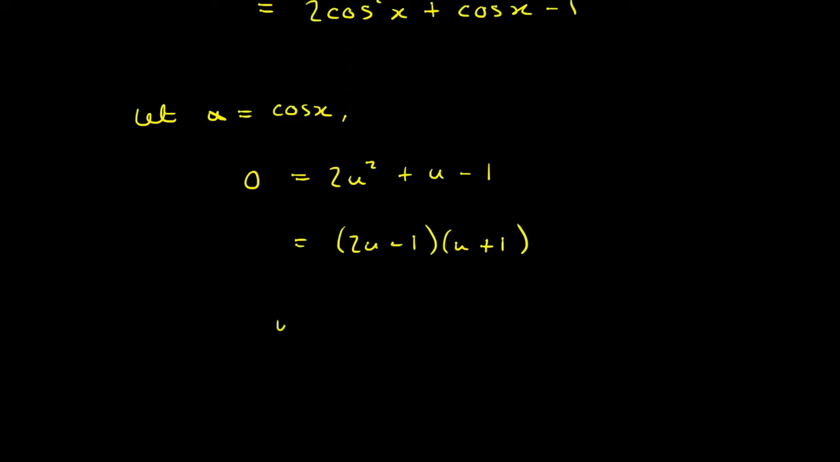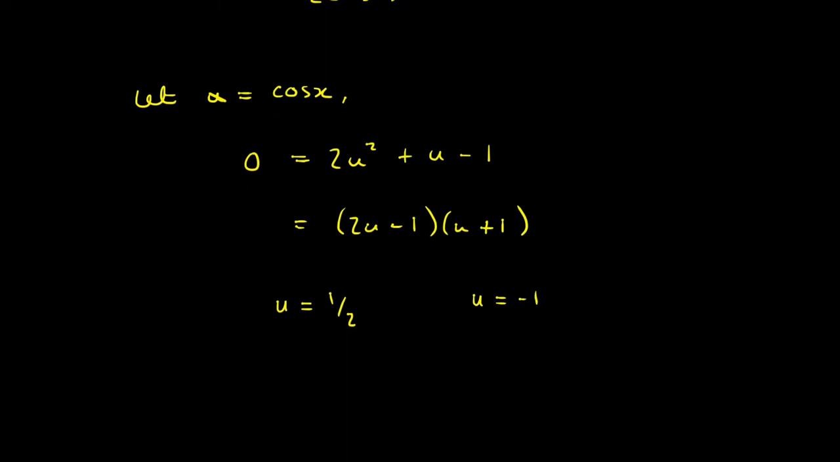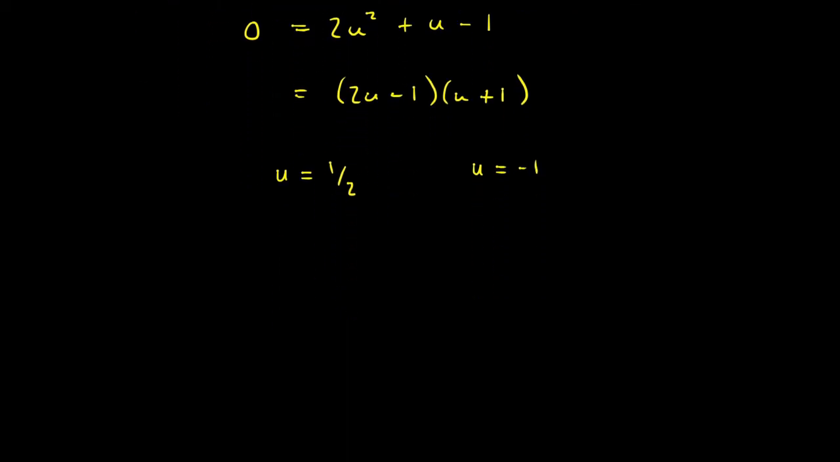And so therefore, we're going to get two outcomes. Either u is equal to a half or u is equal to negative 1. And that means that we need to solve the equation cos x is equal to a half, or cos x is equal to negative 1.